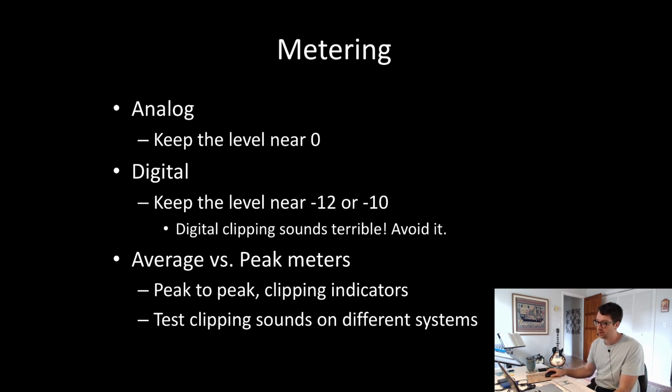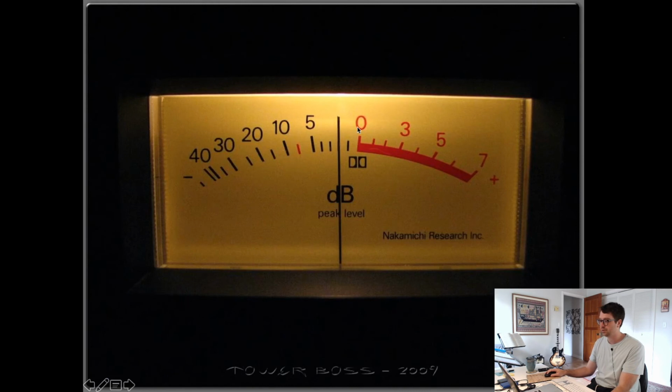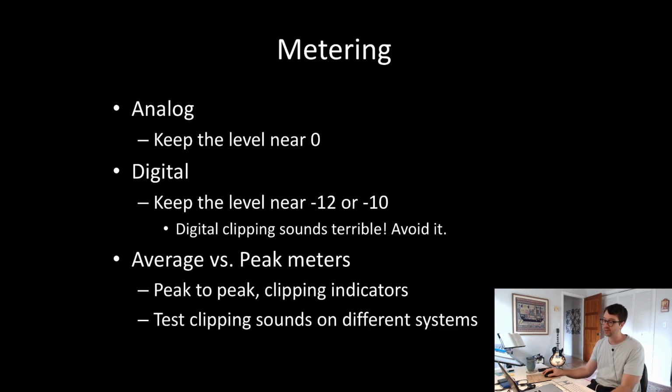So with analog, you want the level to be near 0, which on this meter is kind of in the middle. Then it has all this stuff plus 0. So you want to keep your mix near 0, because if it clips, it's okay. It's going to sound nice, actually, probably. Whereas in digital, you want to keep the level away from 0, because if digital gets to 0, then it clips and the clipping will not sound good. So you want to keep the level much lower.